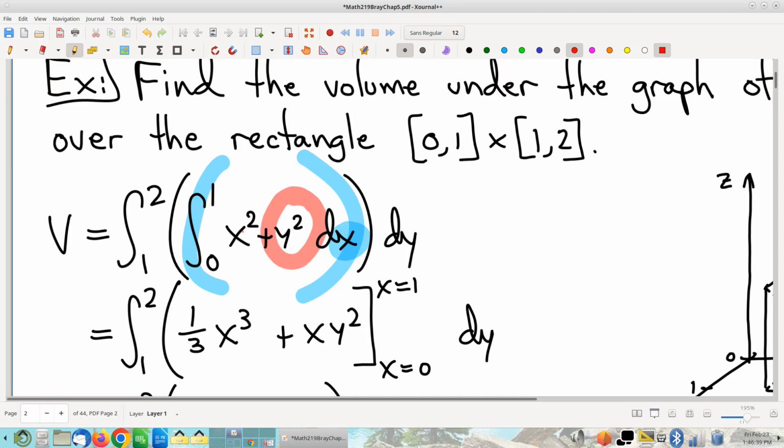A lot of students will remember reflexively from single variable calculus class, oh yeah, power rule, so this should be like 1/3 y cubed or something. That's absolutely wrong. It would be a complete misunderstanding of what's going on here. So here's why. As we just discussed, the outside variable, y, has to be a constant for this inside integral to even be something we can talk about.